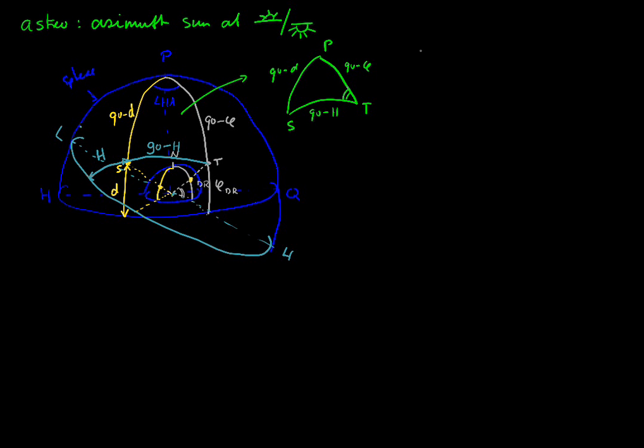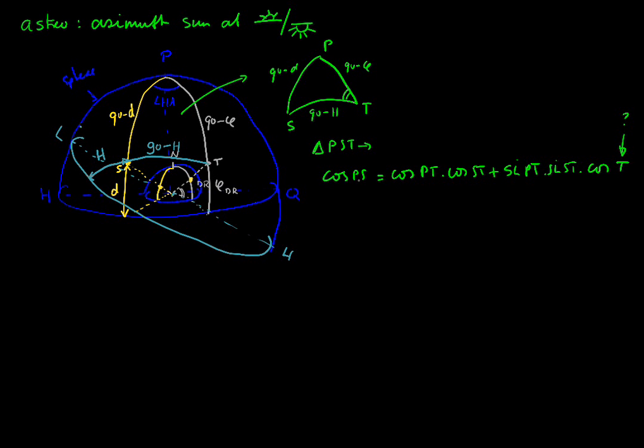Applying the rule of cosine in triangle PST, we would get the cosine of PS, which is opposite to the angle T, equals the cosine of PT, the side adjacent to T, times the cosine of ST, plus sine PT times sine ST times the cosine of the angle T. Actually, we're looking for this T because that's necessary for the azimuth.